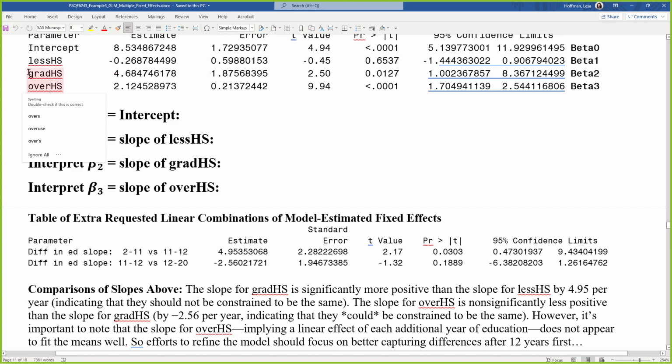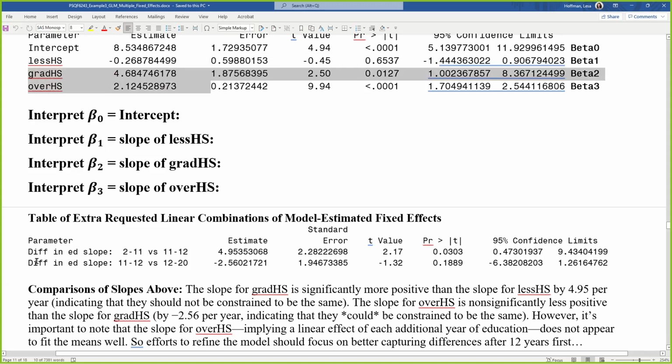What about these two? Here's the test of their comparison. The slope after high school degree is less positive by 2.5, and lo and behold, they're not different. So this p-value indicates that those two slopes are statistically equivalent. So 4.68 is not different than 2.12. So reviewer 2 might have a point.